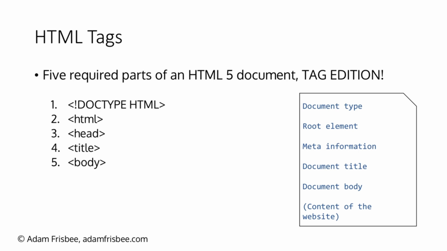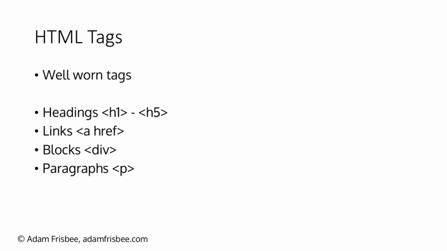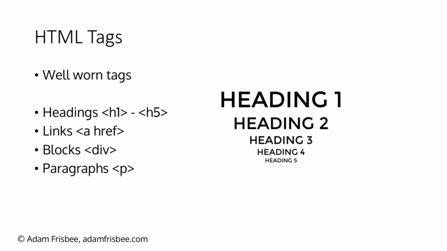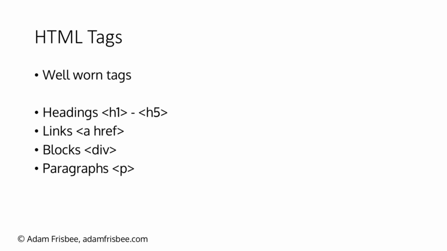In this discussion, we're going to stick with HTML5, and I want to talk about some what I would call well-worn tags. We have headings H1 through H5, and these tags come with a specific set of style that you do not have to define in your CSS. They are meant for paragraph headings, page headings, etc. The tag to make a link is A space href. A means active link, and href means hypertext reference.